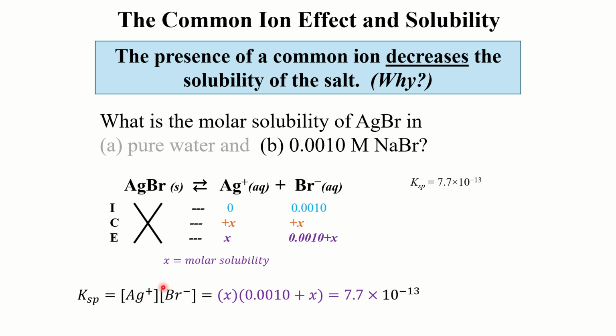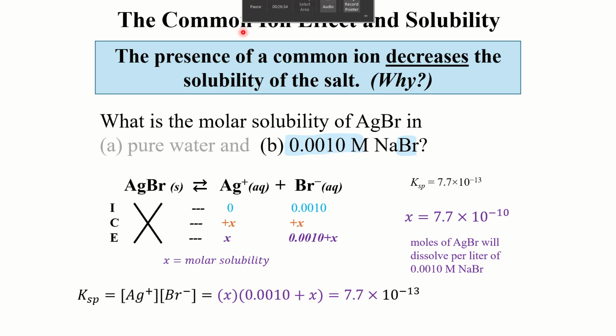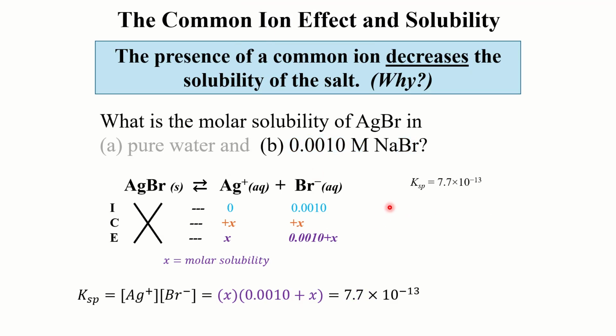Ksp is equal to [Ag+] times [Br-], which is x times (0.0010 + x). We can actually use the small x approximation here. Because this Ksp value is so small, we're using the small x approximation.